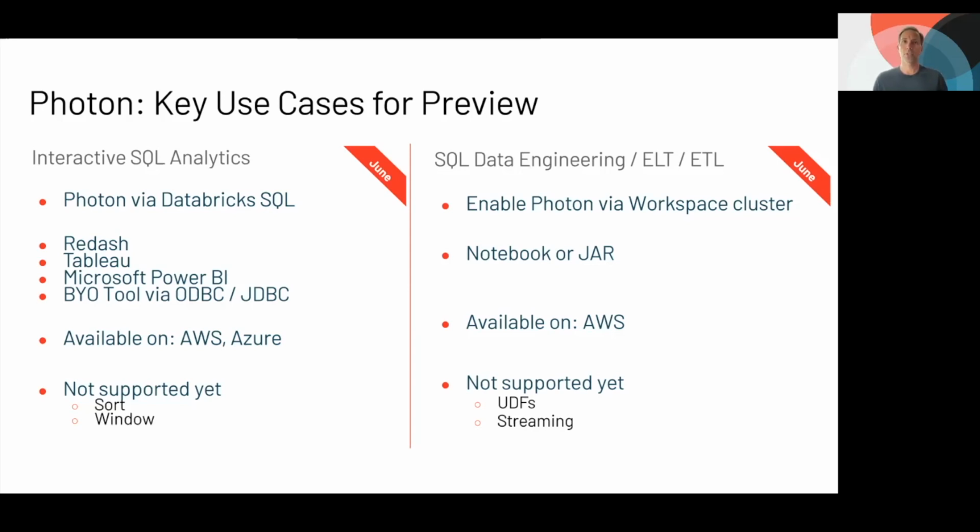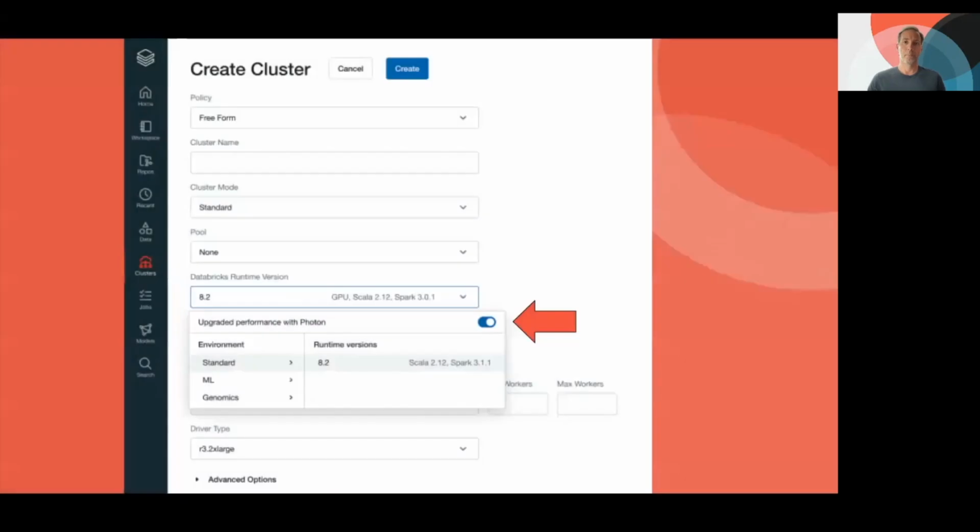Now, let me show you the Photon toggle for clusters in workspaces. In the Create Clusters UI, you can see that there's just a little toggle button here under the Databricks runtime version. When you toggle that on, the runtime versions that support Photon will be listed, and then you can just select the appropriate one.